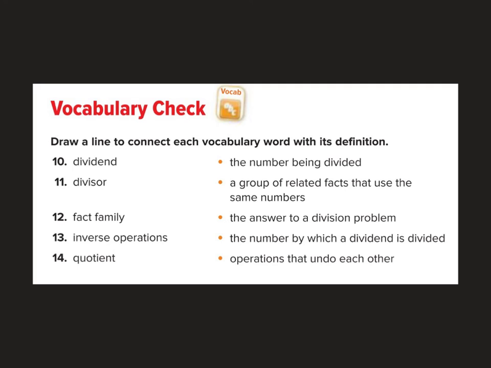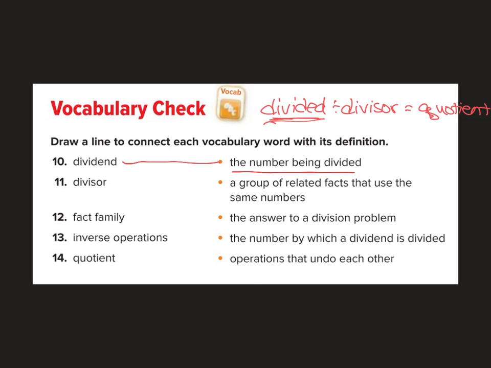And a quick vocabulary check. Draw a line to connect each vocabulary word with its definition. So let's see, the number being divided. So we have the dividend divided by the divisor equals the quotient. So the number being divided is that first one, the dividend. The biggest number is being divided into smaller groups. That'll be our dividend. A group of related facts that use the same numbers, that's our fact family.